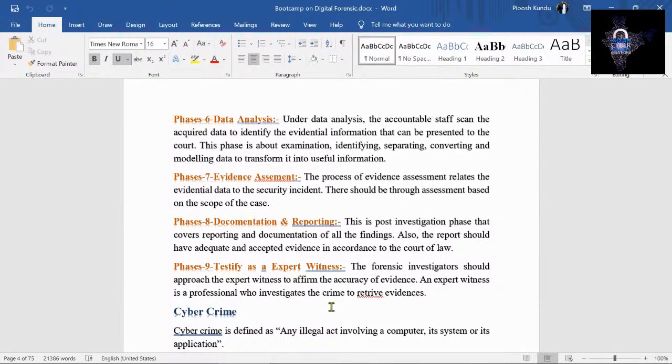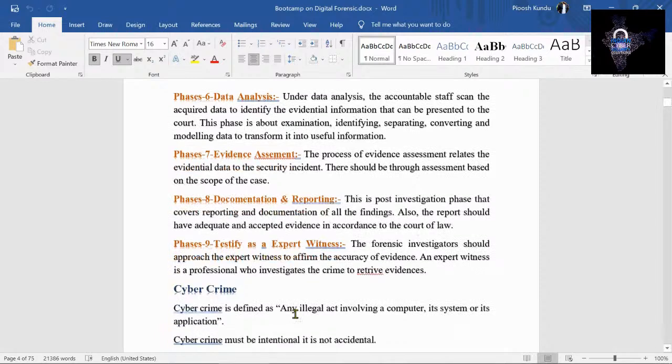Phase eight is documentation and reporting. This is a post-investigation phase that covers reporting and documentation of all the findings. Also, the report should be adequate, and the evidence accepted in accordance with the court of law. Now, phase nine is the last phase of digital forensics, to testify as an expert witness. The forensic investigator should approach the expert witness to affirm the accuracy of the evidence. An expert witness is a professional who investigates the crime to retrieve the evidence.